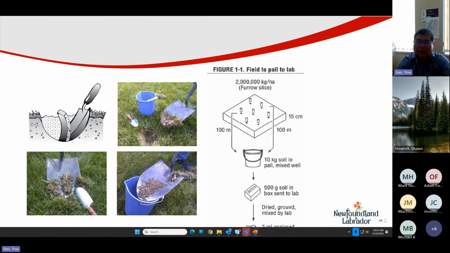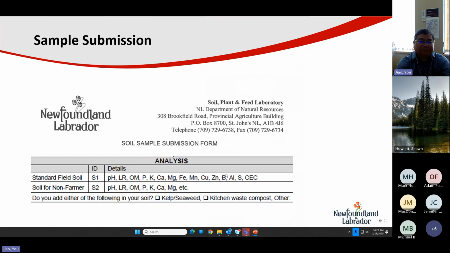So from the 2 million kilos, in the lab analysis, what goes to the instrument is only around 2 grams. So you really have to get a representative sample. If you just take a sample from the corner, the analysis result only represents that corner's fertility, and won't be applied to the whole field.